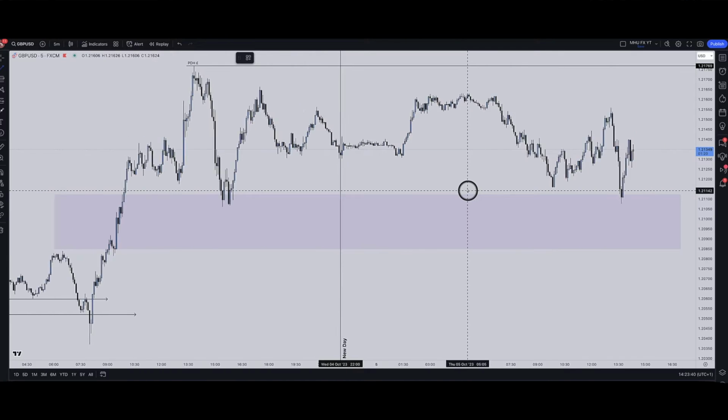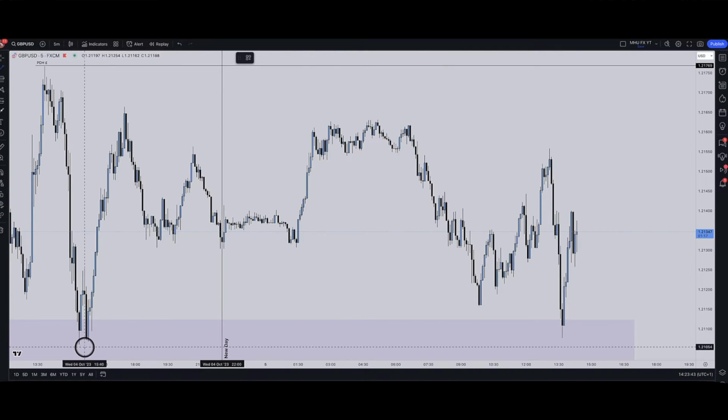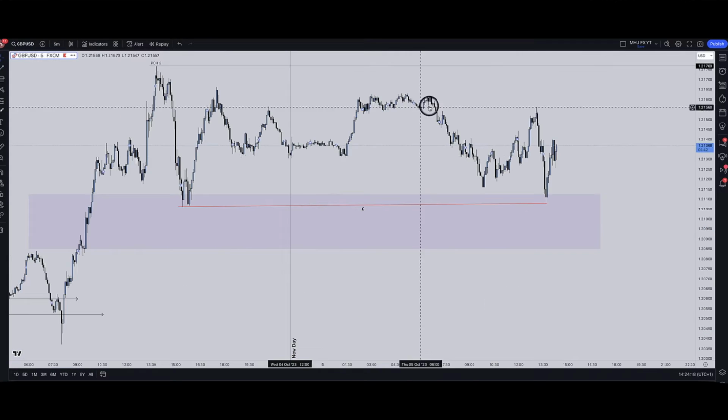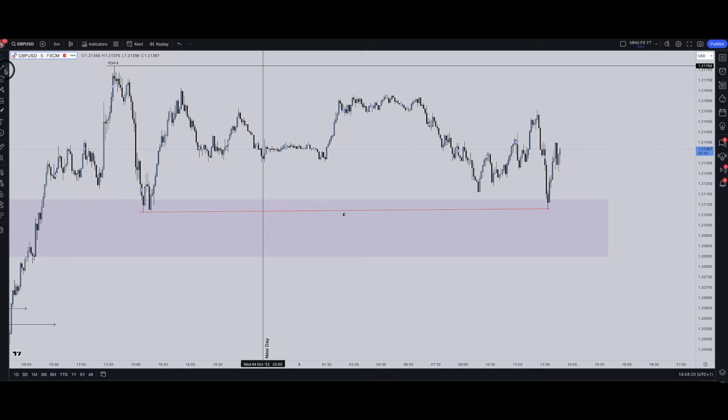There's a few things I've noticed here right now. First off, there's relative equal lows over here. So we know that there is liquidity down here on GBP USD. There's also some liquidity on the top side. So let's go ahead and mark it up.